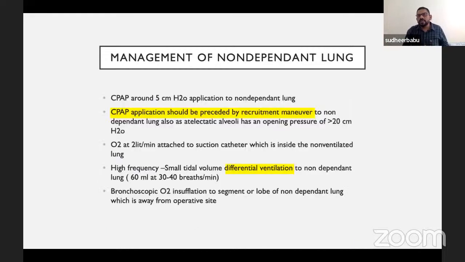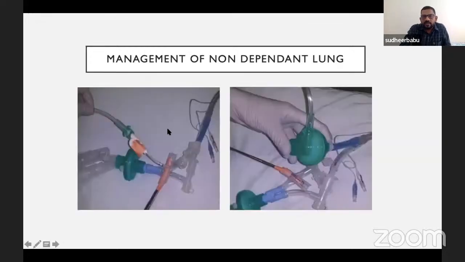Okay. So how to manage the non-dependent lung? Different ways are there. One is CPAP application, and another thing is, this is a suction catheter, right? To the suction catheter, you can connect your oxygen port and give 2 liters per minute. And another thing is, this is your filter. To the gas sampling port of the filter, you can connect the oxygen tubing also. And as you know, CPAP also you can apply. Even with this, if desaturation is still happening, there is something called differential ventilation.